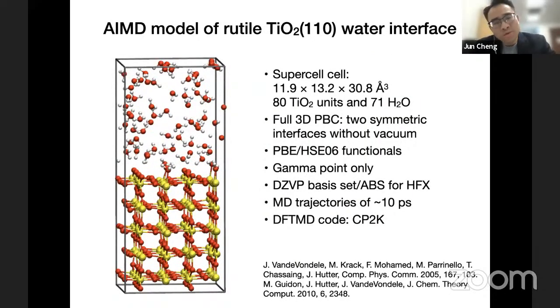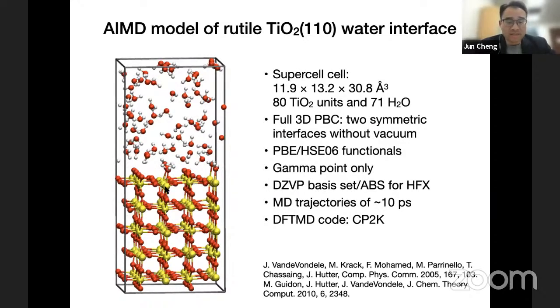I'll now move to the alignment of the TiO2 water interface. So just to show you this structure, that's the model we very often use for ab initio molecular dynamics simulation. A few hundred atoms is what we can afford at that time. We can also run tens of picoseconds using AIMD. Just to talk about the rutile TiO2-110 surface.